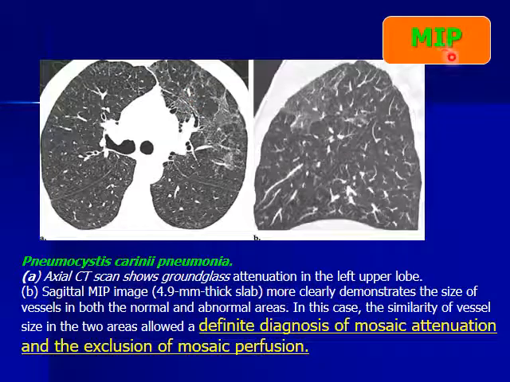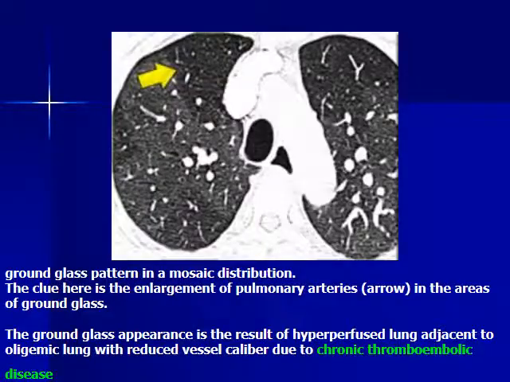Here an map is helpful. Make the map to see the vessels clearly. If the vessels in the bright and dark areas are equal in size and in number, this means that this is an area of ground glass opacities.